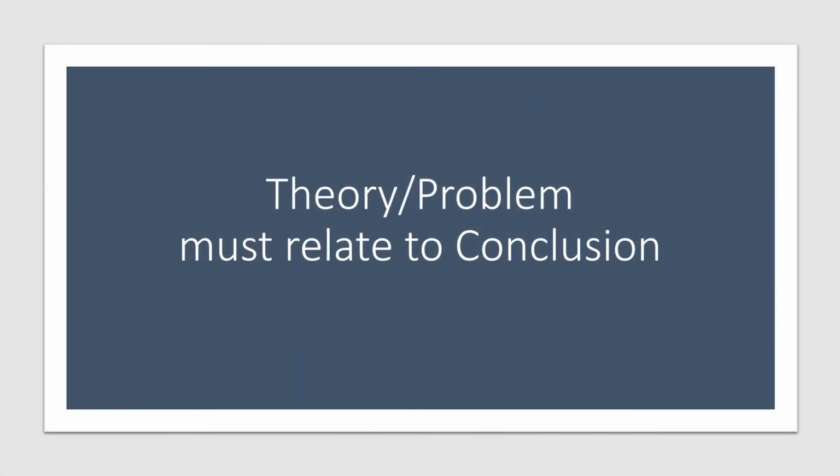Thus, the theory or problem must relate to the conclusion. So make sure when you write the theory that you know that this is going to be included in the conclusion. When you write the conclusion, go back and check that some of your theory is included in the conclusion. You're trying to write some type of an illustration of a theory.